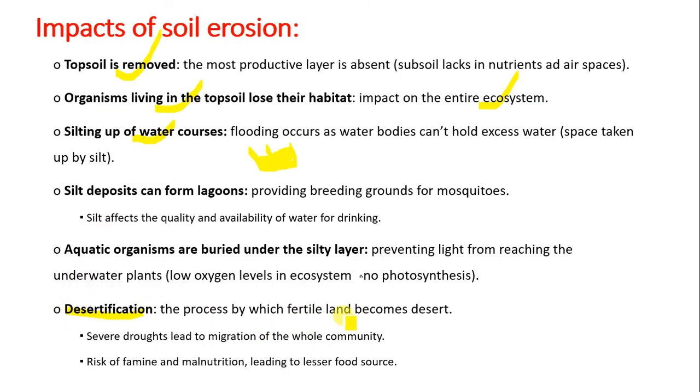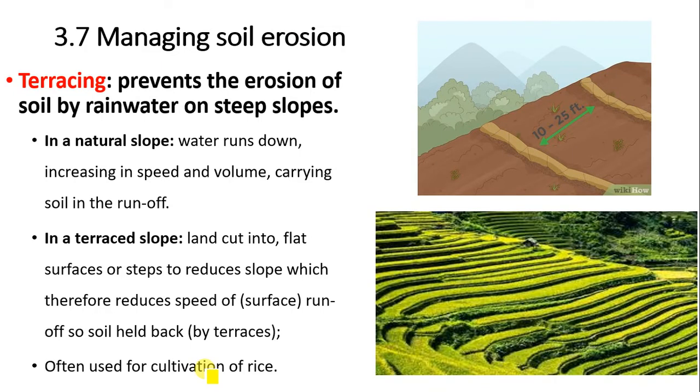Another impact: it can lead to desertification. That is the process by which fertile land becomes a desert, because you've washed away the fertile soil, which is the topsoil, and what is left has less air spaces and less nutrients, so plants will not grow properly, leading to desertification. Several droughts lead to migration of the whole community, and risks of famine and malnutrition, leading to lesser food source. These are impacts of soil erosion.